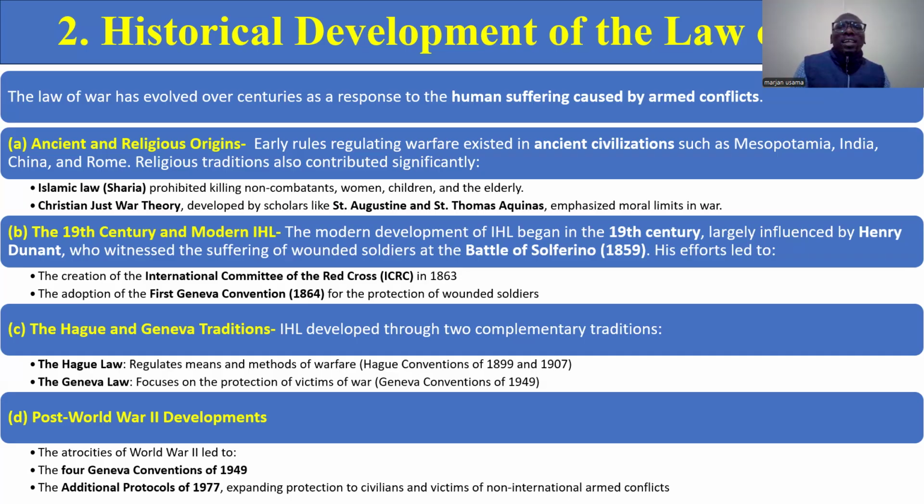In the 19th century, there was a war between Italy and Austria. Because many people were dying, there was a man called Henry Dunant, one of the founders of the Red Cross. He came with the idea: many people have died, we need to help them. So it was the creation of the international community of the Red Cross, and Henry was the founder.